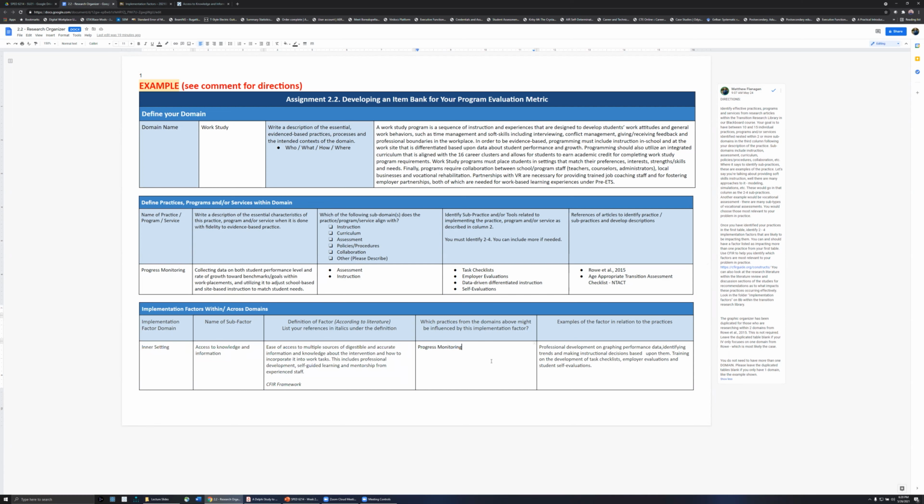Okay, so that is in depth on how to do your 2.2 organizer. More importantly, you now know how to develop an item bank based upon the literature. So this is what you're going to be working on for your 2.2 assignment. And that concludes this first video about developing your item bank.